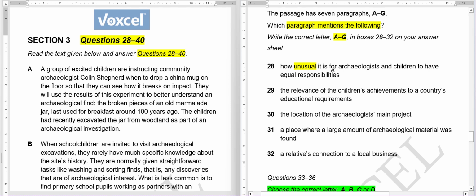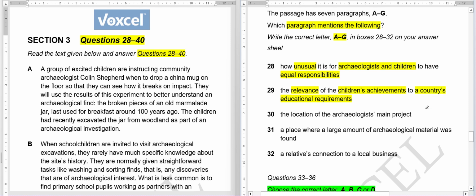So now what is unusual? How unusual it is for archaeologists and children to have equal responsibilities. So meaning to say, in other words, archaeologists and children normally do not get equal responsibilities. Obviously children will be getting fewer responsibilities. Archaeologists will share the lion's share of their responsibilities. So if they're getting equal responsibility, that's an unusual thing. 29th, the relevance of children's achievements to a country's educational requirements. So you have to talk about the relevance of the achievement of children to a particular country.